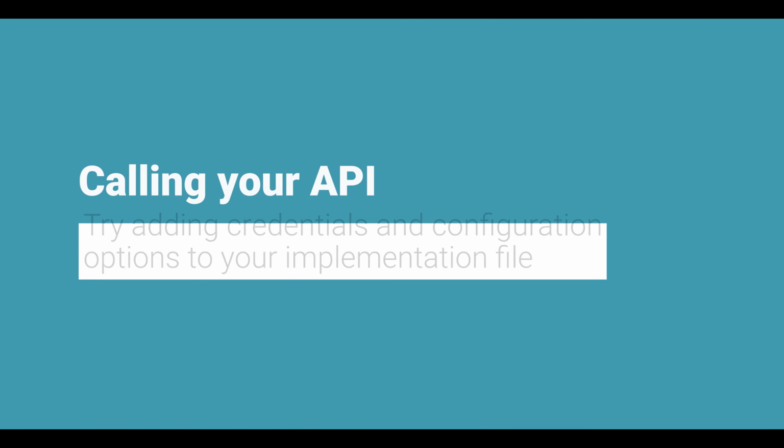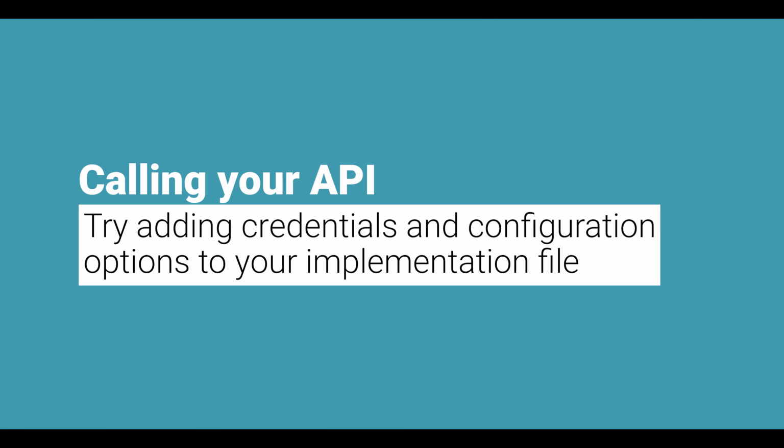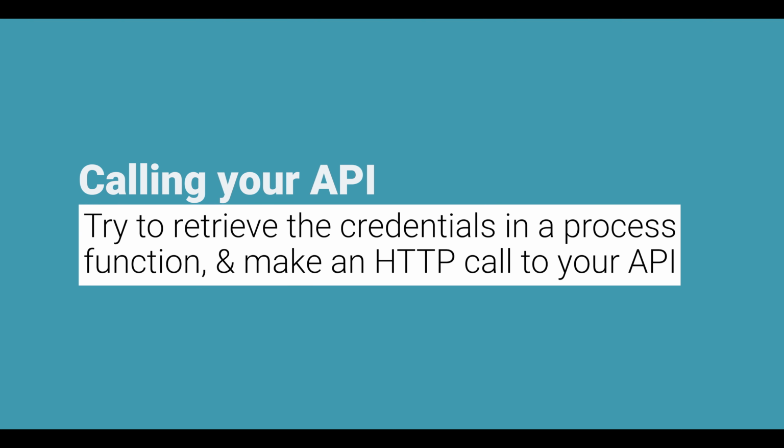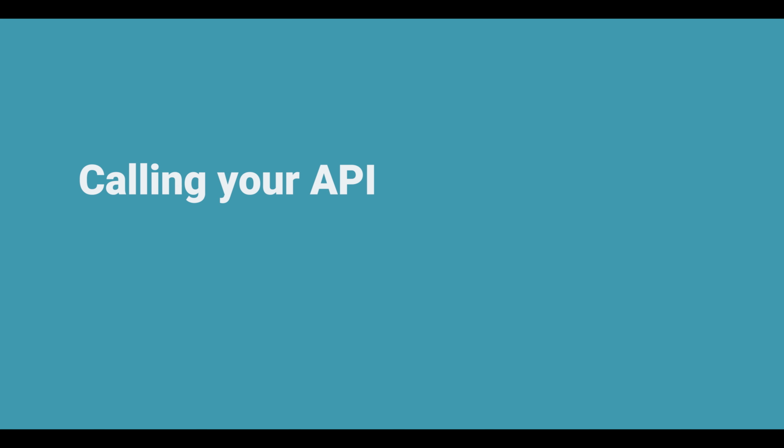At this point, you're ready to call your API. Here are a few things you can try next. Try adding credentials and configuration options to your implementation file. Try to retrieve the credentials in a process function and make an HTTP call to your API.